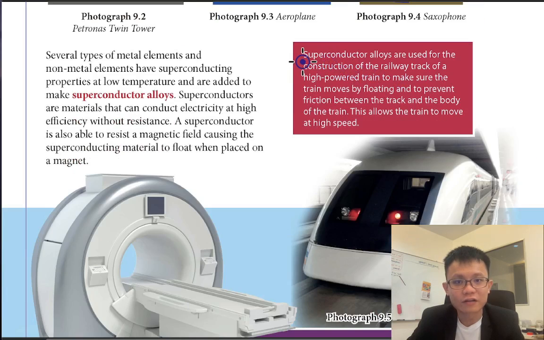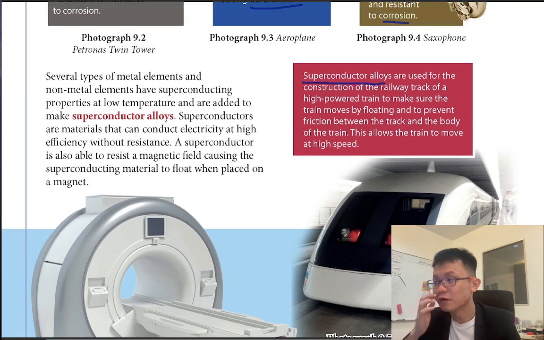Superconductor alloy. So what do we mean by superconductor alloy? It is used to prevent friction between the track and the body of the train. This allows the train to move at high speed. So this is superconductor. Of course, for superconductors, it actually means they can transmit electricity at high power stations.